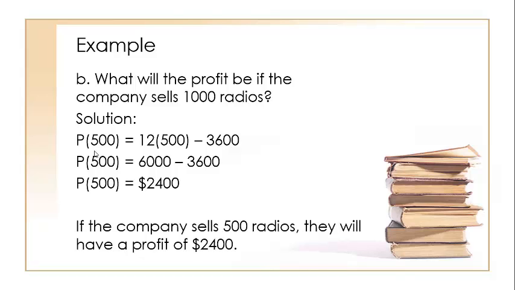So if you sold 500 radios, then in place of your X in the profit function, you're going to put 500. So you'll have 12 times 500 minus 3,600. You get 6,000 minus 3,600, and you now know that your profit would be $2,400. So if the company sells 500 radios, they will have a profit of $2,400. Try that for 1,000 radios and see what the profit would be.